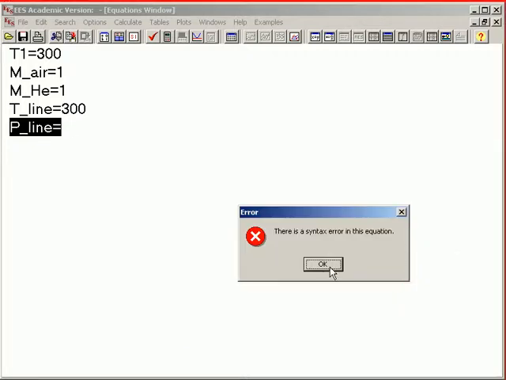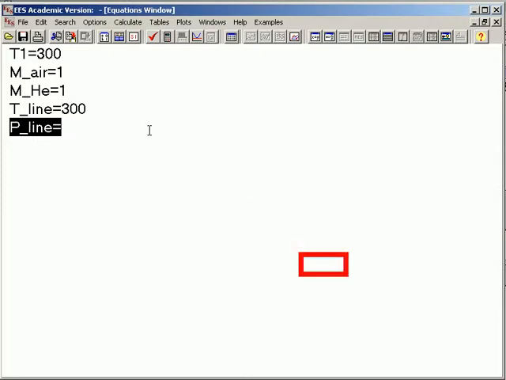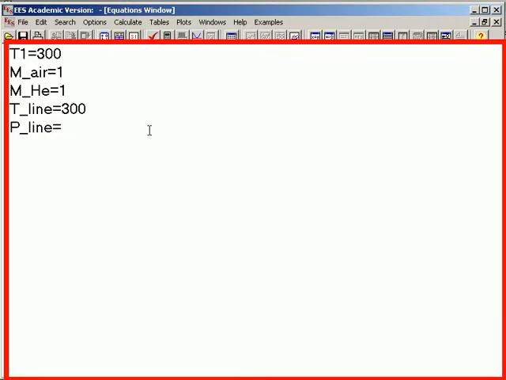And so let's OK. Of course, there's a syntax error there. The pressure in the line is now 2,000 kilopascals. The tank volume is 1 meter cubed, and those are all of our, if you will, known values.